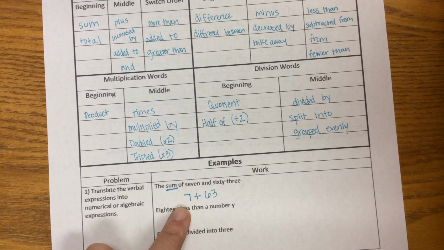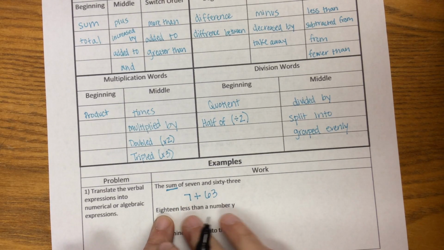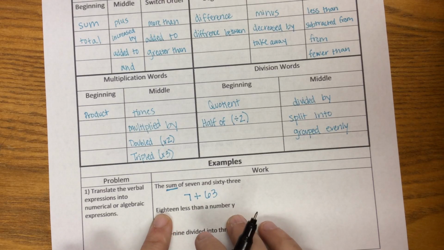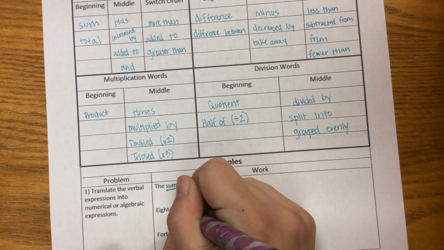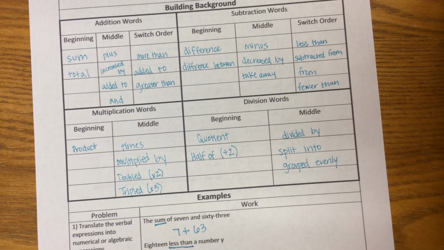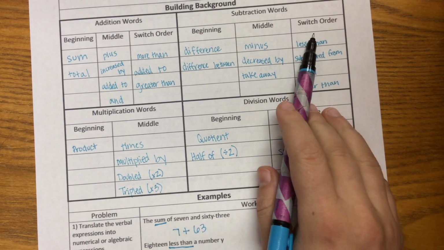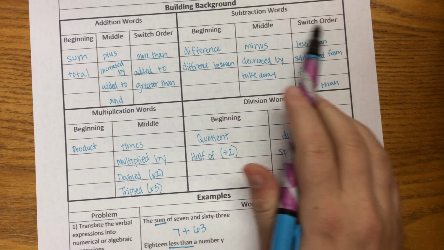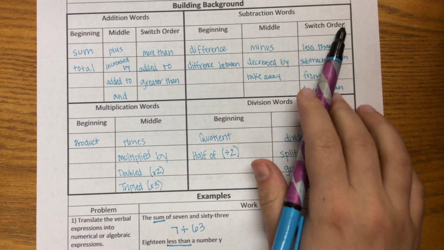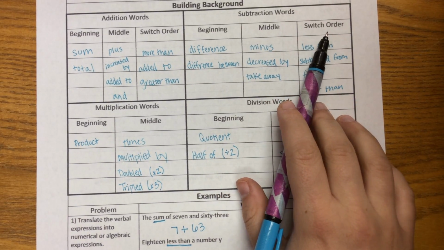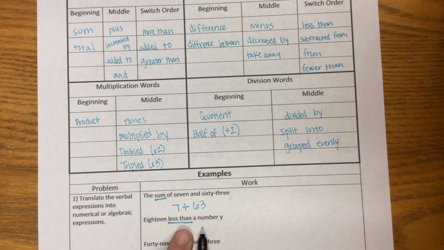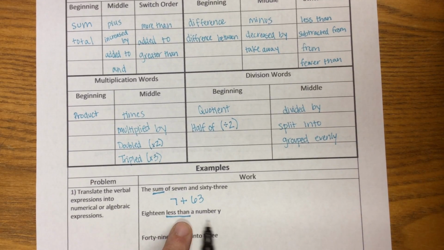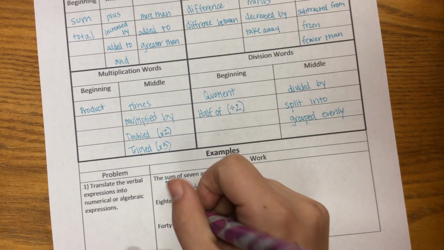And I want to make sure it goes in the same order as what it is there. Okay? 18 less than a number y. So my operation word is less than. So I want to try and find that. Less than is a subtraction word. But notice it's underneath a switch order. What that means is we have to switch the order these come in. So it's not going to be 18 first. It's actually going to be this number y. So that's how we say variables. Okay, so this is actually just y.